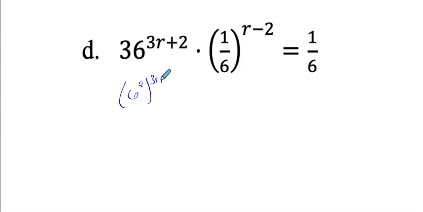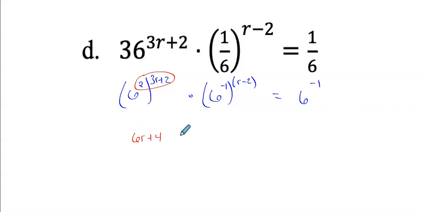Again, common base here is 6, so I'm going to rewrite 36 as 6 squared, and raise that to the 3r plus 2 power, times 1/6, which I want to write as 6 to the negative first power, raised to the r minus 2 power, and then 1/6 again, I'm going to do 6 to the negative first power. All right, so now everything's at base 6, and then I'm going to combine. I got 2 times the quantity of 3r plus 2, which is just 6r plus 4, plus I'm going to add this quantity here, which is going to be negative r plus 2 when I distribute that negative. You can write these all out. You can do it right there. It's up to you. And then equals negative 1.